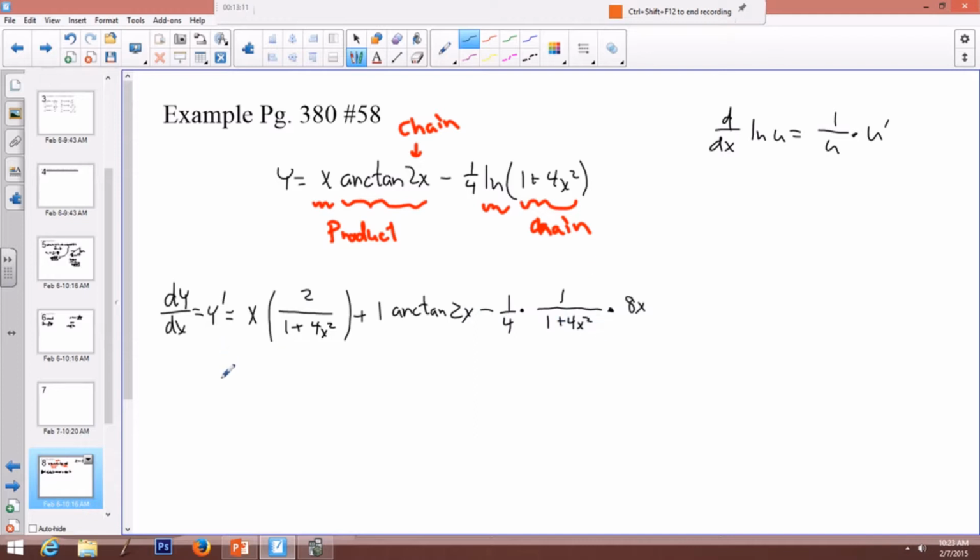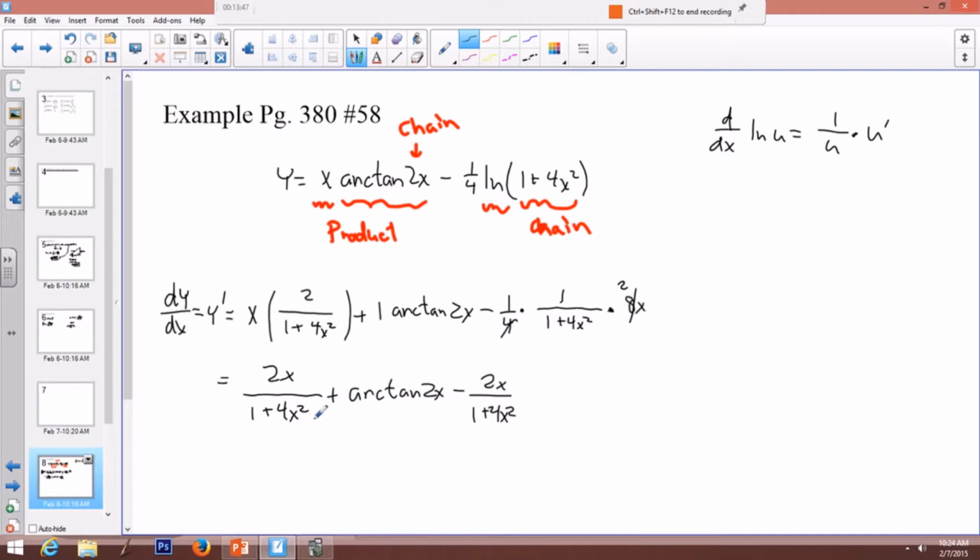So we'll do our best, and we'll finish it off by bringing the 2 to the top. So I got 2x over 1 plus 4x squared. This fraction cannot be reduced because I don't have a common variable to all 3 of those terms. I can get rid of the 1 and just say arctangent of 2x. I can cancel out a 4 with those 2 and make that 2. And that'll give me minus 2x over 1 plus 4x squared.